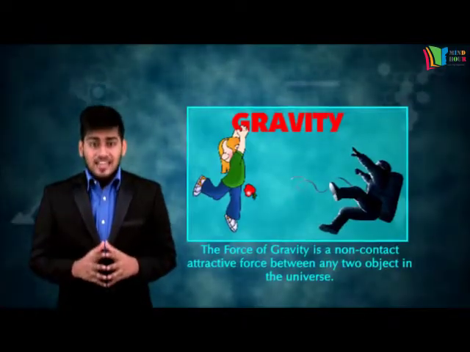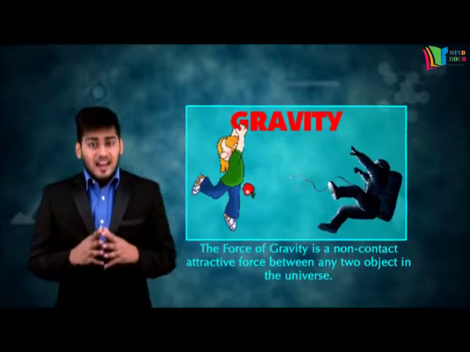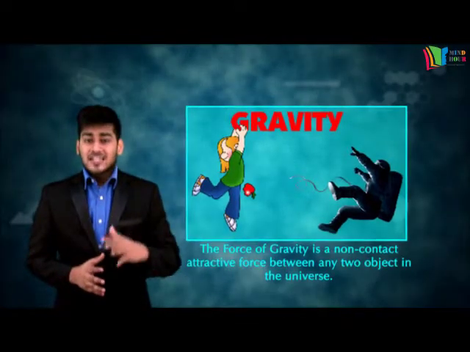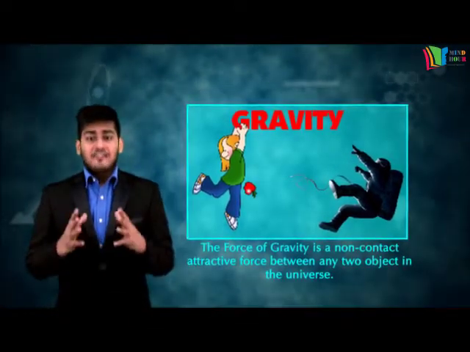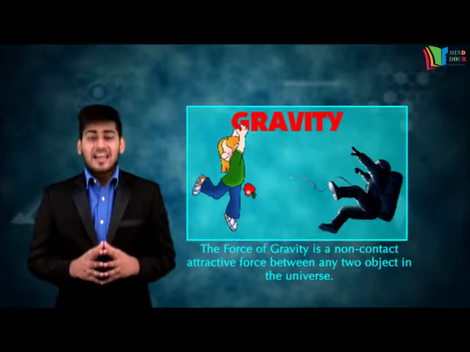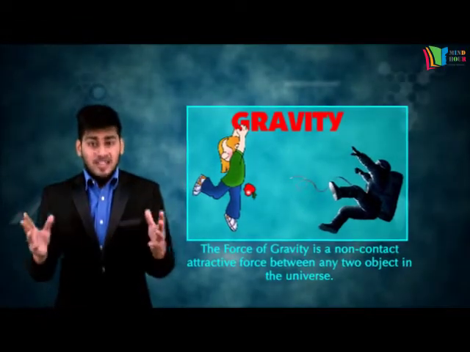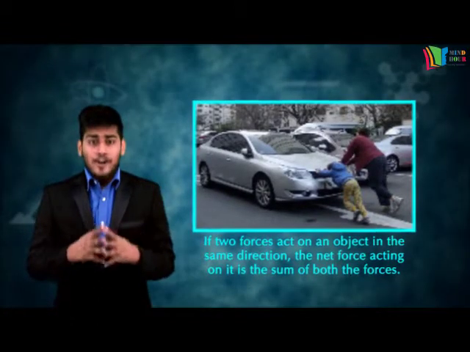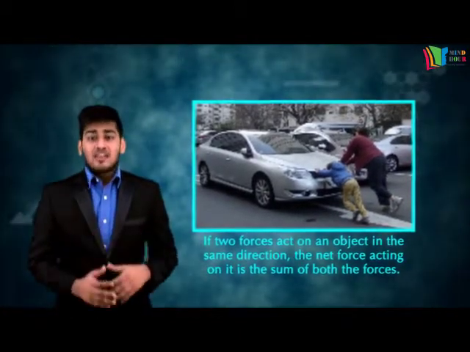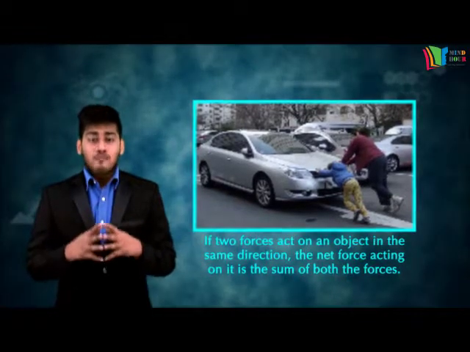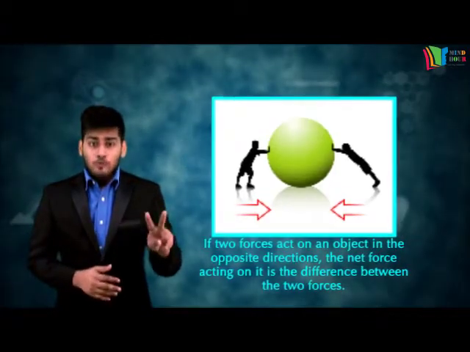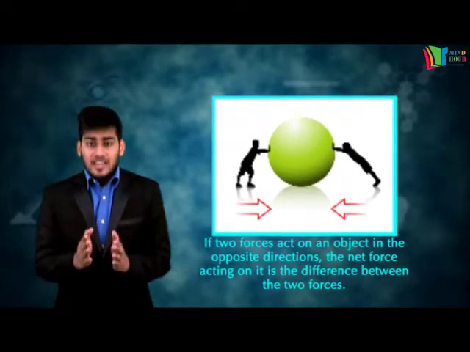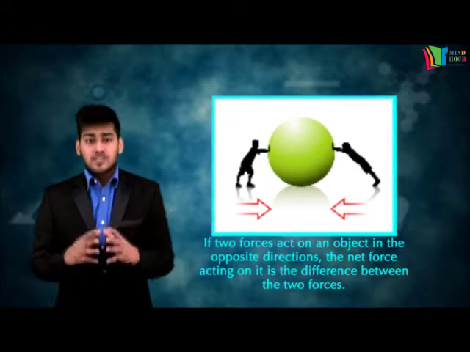The force of gravity is also a non-contact and an attractive force exerted by the earth on objects, due to which objects fall to the ground. Gravitational force is an attractive force between any two objects in the universe and is a non-contact force. If two forces act on an object in the same direction, the net force acting on it is the sum of both the forces. If two forces act on an object in the opposite directions, the net force acting on it is the difference between the two forces.